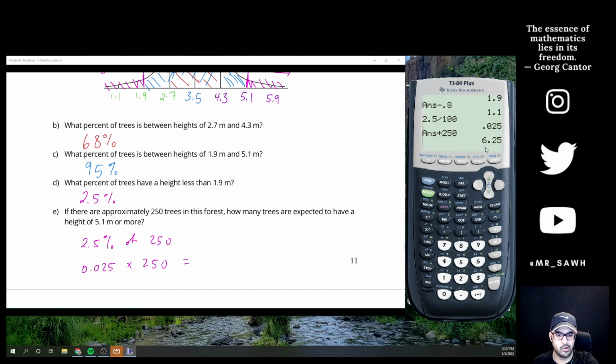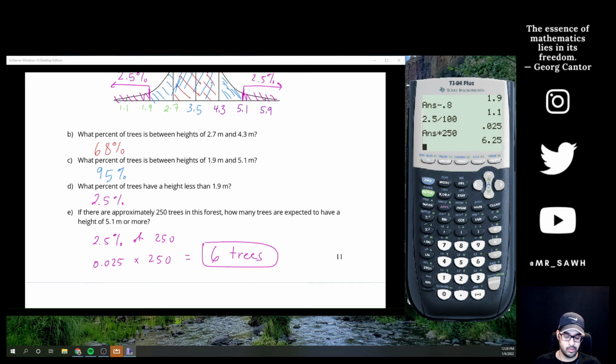I can't really have a quarter of a tree. So if I'm looking for a number of trees I expect to have this height, I can't count that quarter of a tree. So I'm going to round down here. And really, I expect 6 trees to have a height of 5.1 or more. All right, I can't round up. I'll have too many trees. I know for sure I'll expect to have 6. I just can't count that extra quarter of a tree.